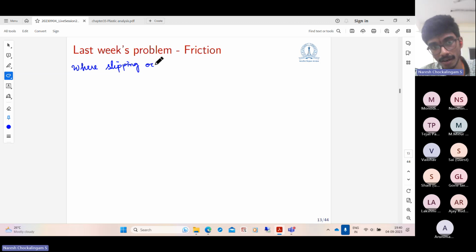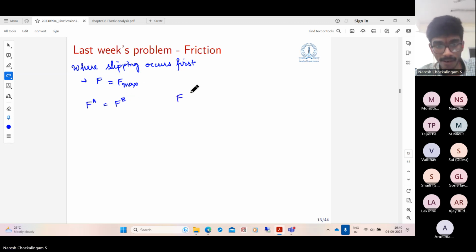Where slipping occurs first. So where F equals F max occurs. F at A is equal to F at B always, but F max at A is not necessarily equal to F max at B.